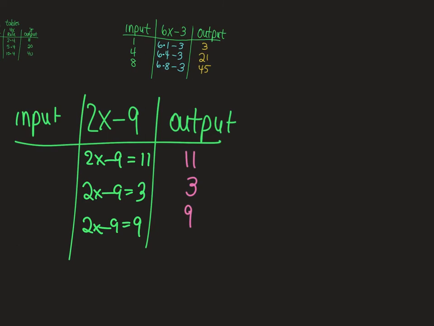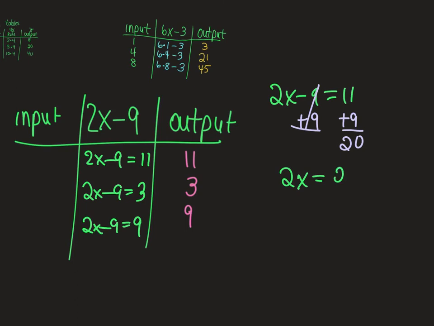And then I'm going to work it out over here because I need more space. 2x minus 9 equals 11. I'm going to add 9 to both sides and get 20. Rewrite and get 2x equals 20. Divide by 2 and get 10. So that means my input was 10. I would like for you to come up with the input for the next two. Type in your answer for the next two inputs.